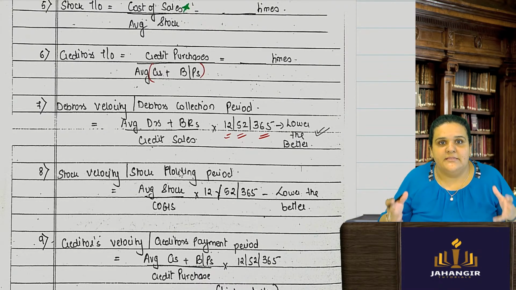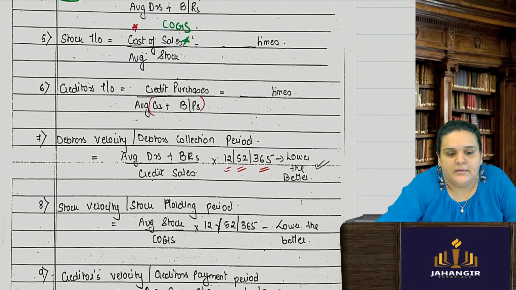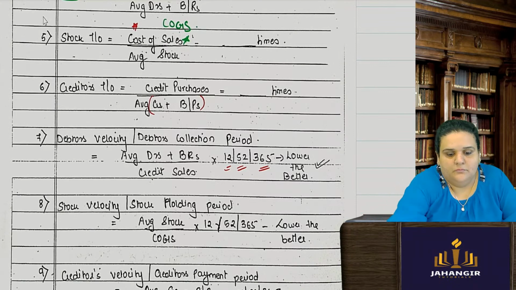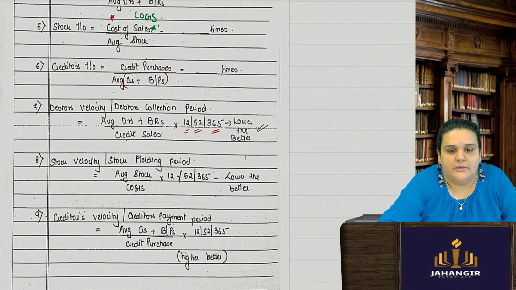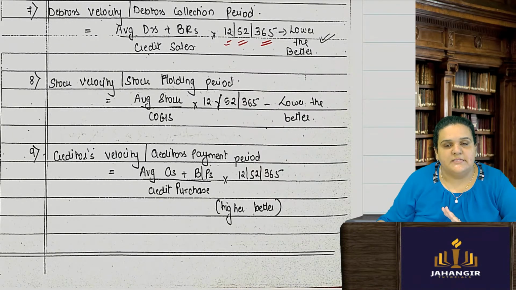Stock velocity ratio, or stock holding period: for how many days am I holding the stock before it is sold? So, average stock upon cost of goods sold. Just reverse the stock turnover ratio. Again, the same 12, 52, 365.